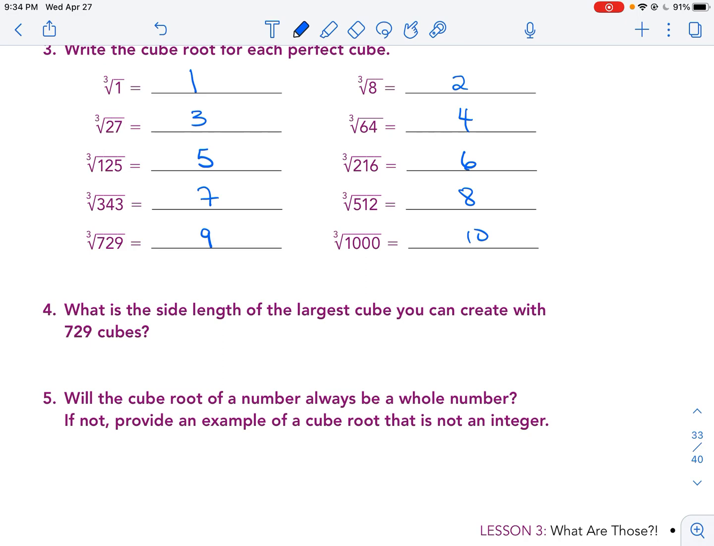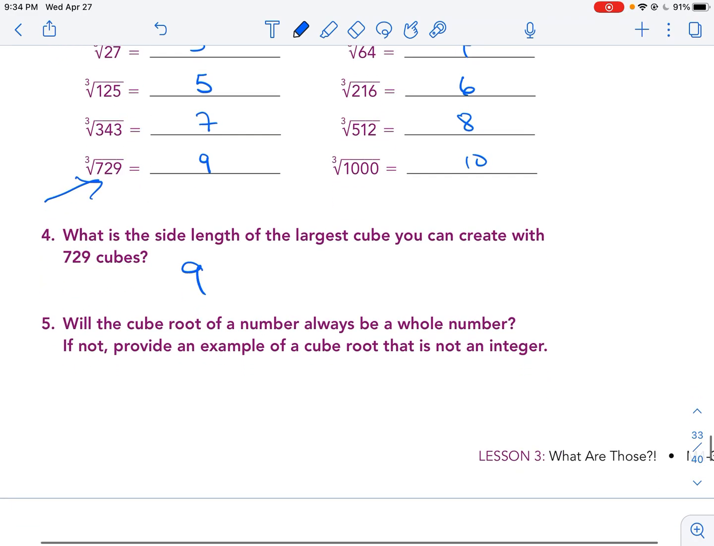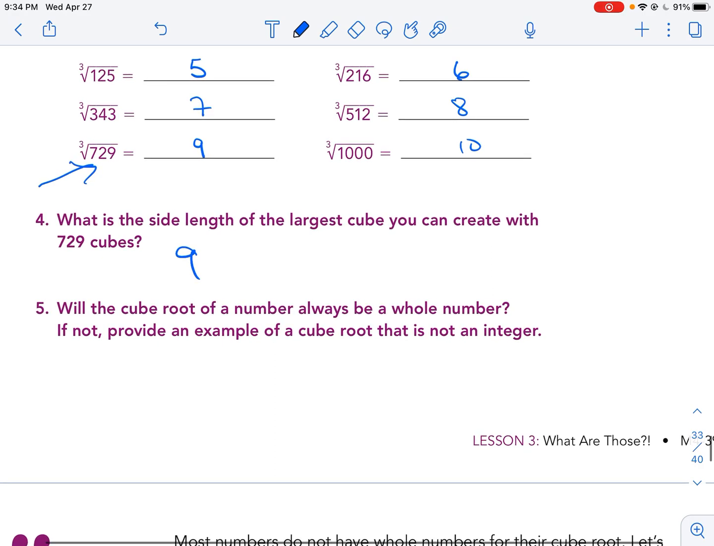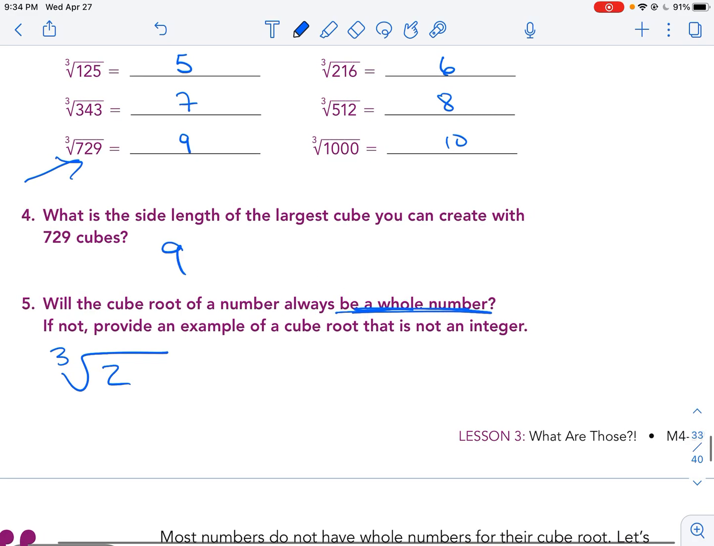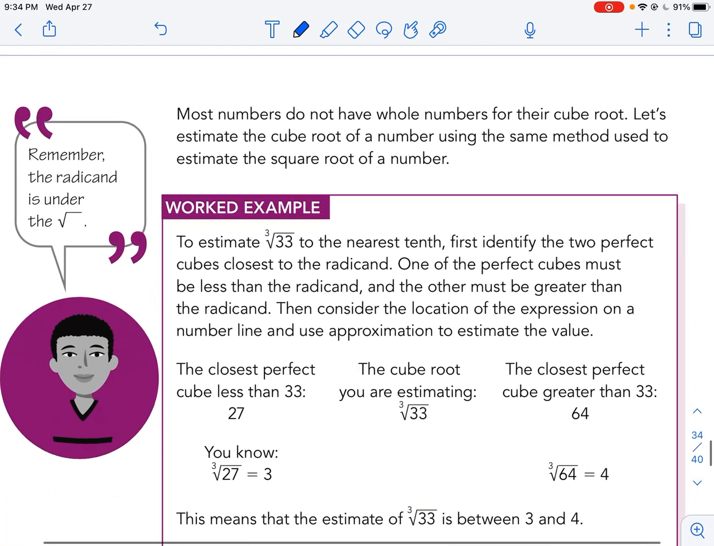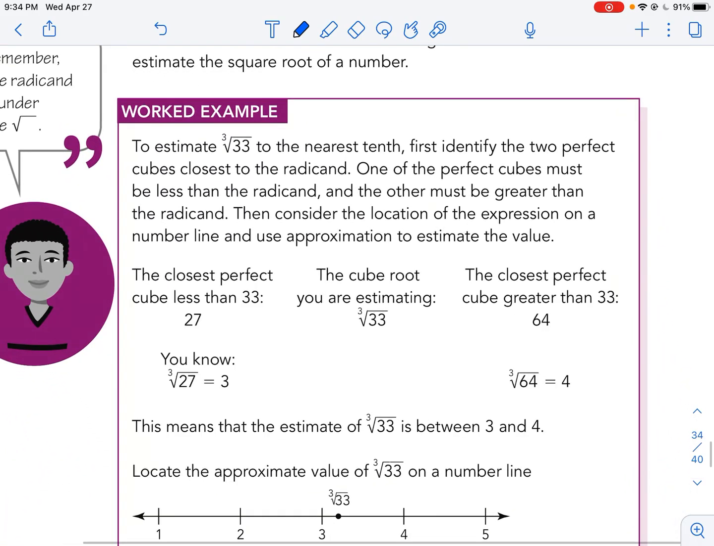What is the side length of the largest cube that you can create with 729 cubes? Well, that's it right there, 9. Will it always be a whole number? No. Cubed root of 2. Not going to happen. Okay?